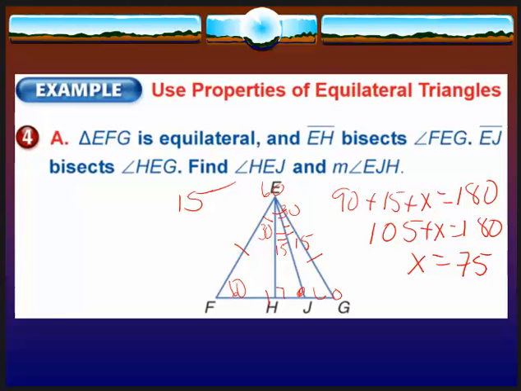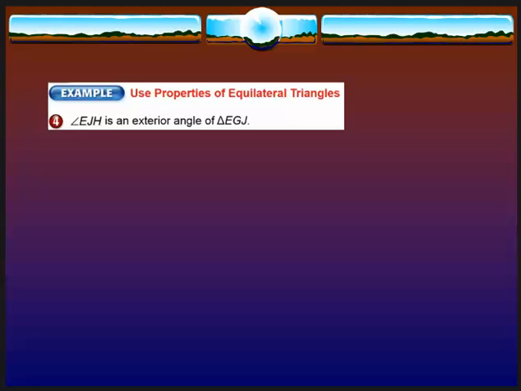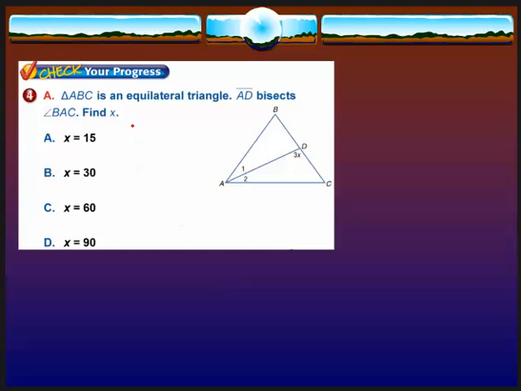Okay, using lots of relationships that we've already learned. Use properties of equilateral triangles. We're going to skip that one since we don't have a picture with it. ABC is an equilateral triangle. AD bisects angle BAC.